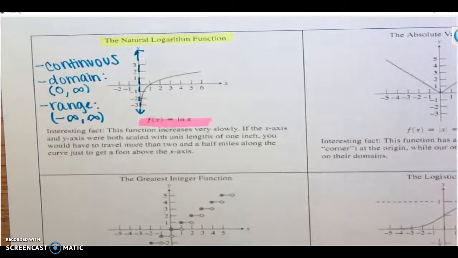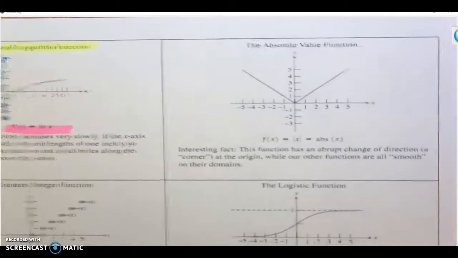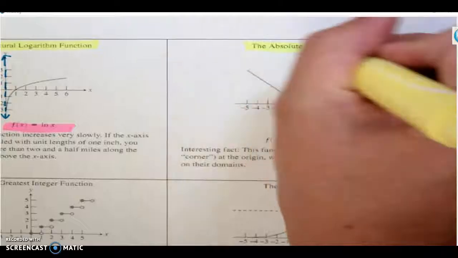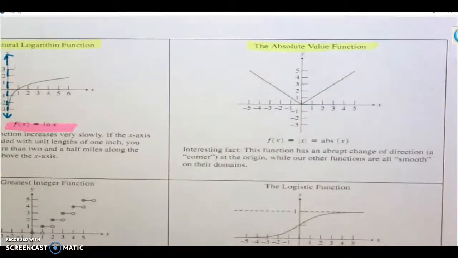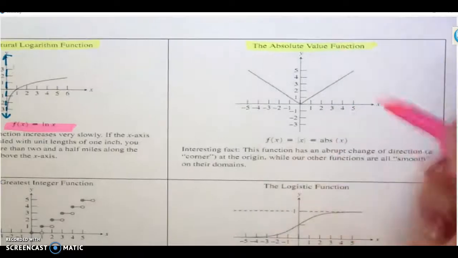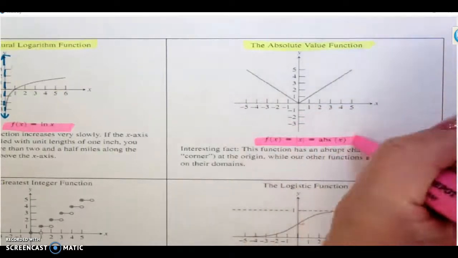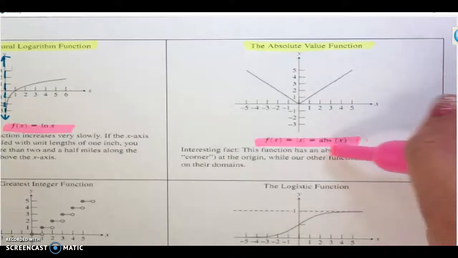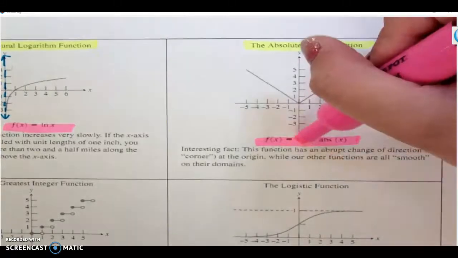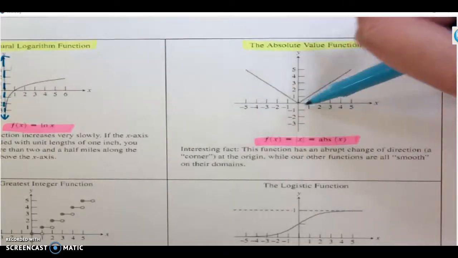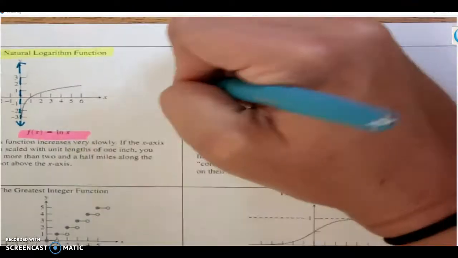Okay. So then we have our absolute value function, which is V-shaped. And the equation for the absolute value function is the absolute value of x, so it has these absolute value bars. And every once in a while you might see it say ABS of x, but normally it's going to have the absolute value bars around the x. So this graph is continuous, no holes or asymptotes there.